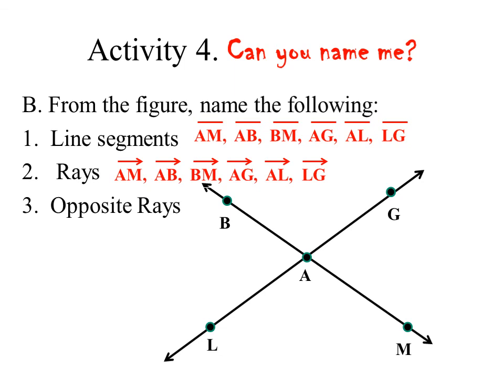Okay. And then the last, the opposite rays. What are the opposite rays? Again, check your answers. So we have ray AL and AG. They are opposites. Ray AM and ray AB are also opposites.